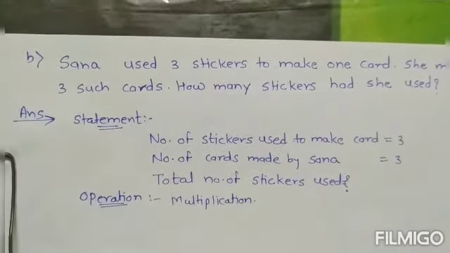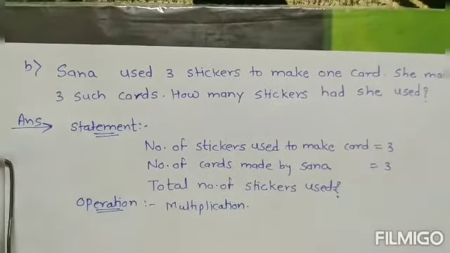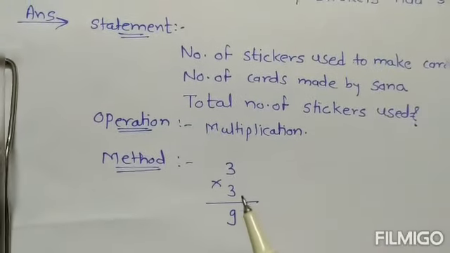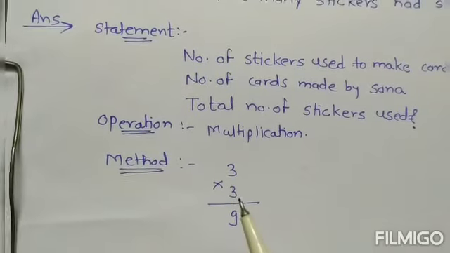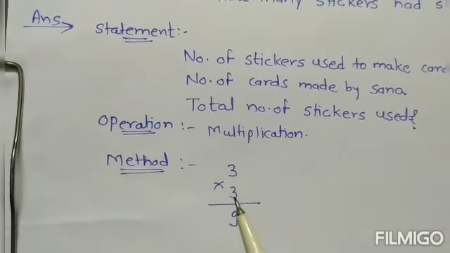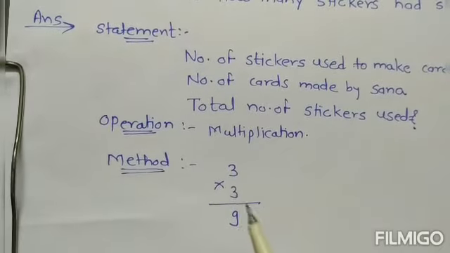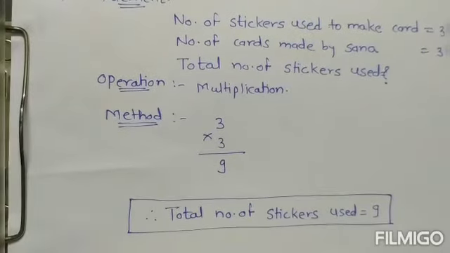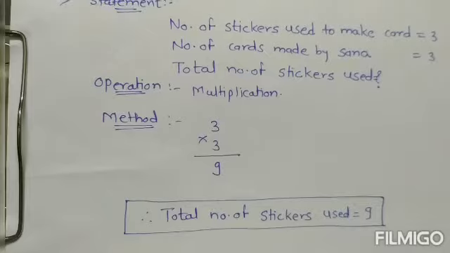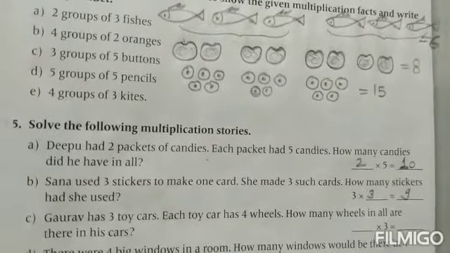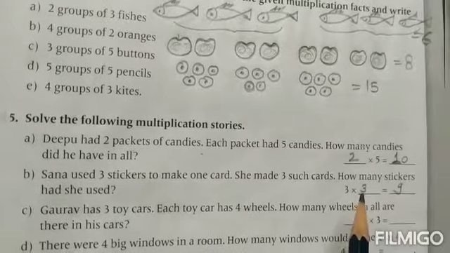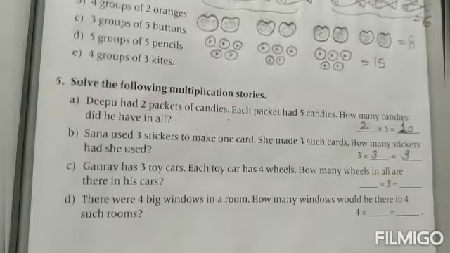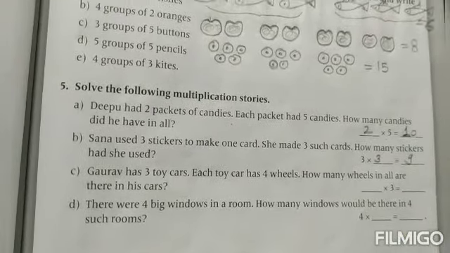Here, to find out the answer we have to do multiplication. That is 3 multiplied by 3. Children, start counting table of 3 up to 3. That is 3 3s are 9. Therefore, the total number of stickers used is equal to 9. So here, fill the blank space with the answer: 3 multiplied by 3 is equal to 9. Remaining 2 sums are homework for you.